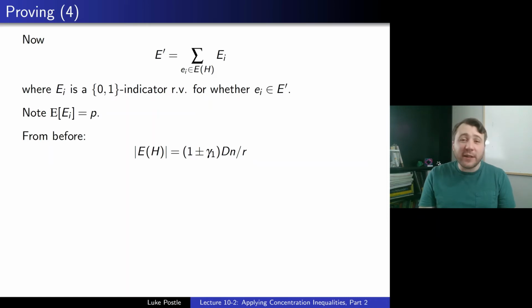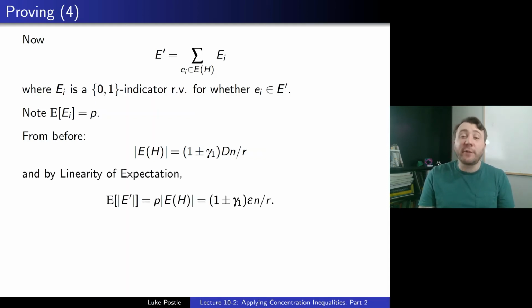And from before, we'd actually calculated an upper bound of the number of edges because it's roughly regular and has a bounded max degree. So I won't do that again. We found that it was 1 plus or minus gamma 1 dn over r. And then by linearity of expectation, the expectation of E prime was p times e(H), which is 1 plus or minus gamma 1 epsilon n over r, because you multiply by p, which is epsilon over d. So I won't do that again.